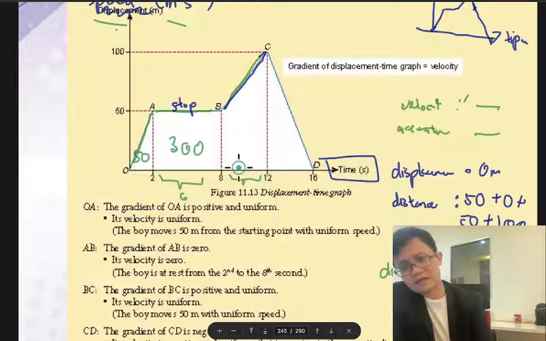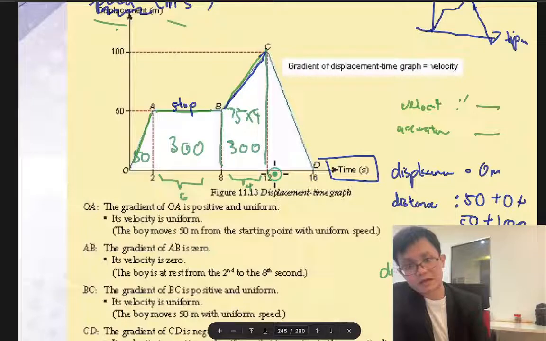Here is 4 seconds. This is a trapezium, so you can either calculate half, or you just calculate everything the easy way. So 100 plus 50, 150 divided by 2 is 75. Half of this one plus this one, divided by 2, is 75. 75 times 4, how much do you get? 300 also, is it?